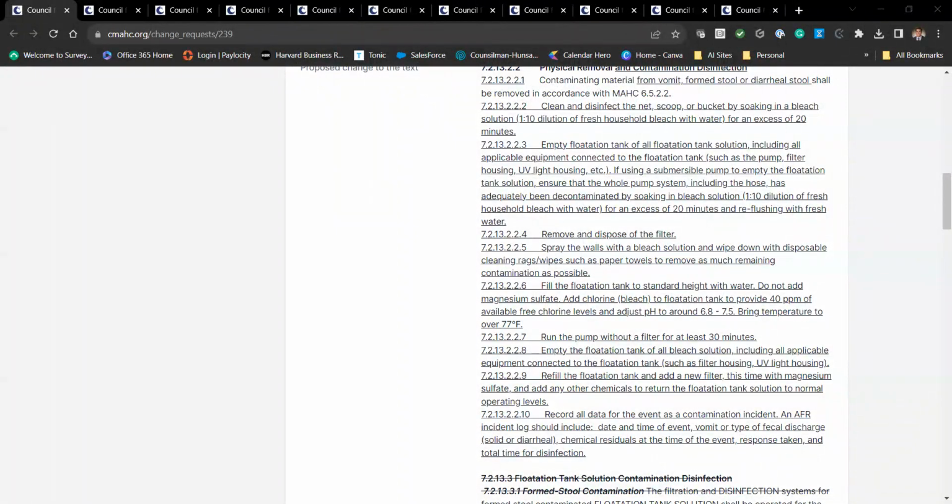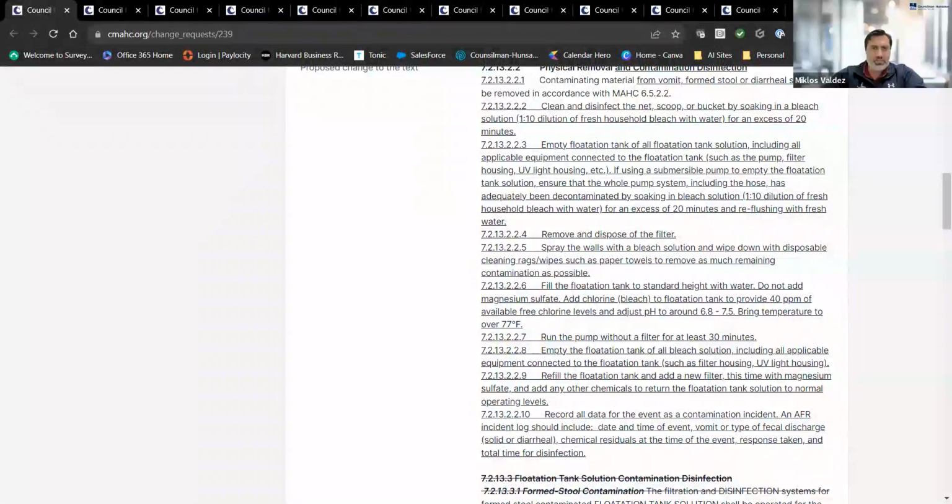So this one, she has added in, I don't know if actually the submitter put 7.2.13.2.2. It's for any type of contamination from vomiting, formed stool, or diarrhea. And I don't think she put blood in here specifically, but it is pretty cool detailed directions. Is this submitted on behalf of any committee or group? If we can scroll up, maybe we can see. Yep, sorry.